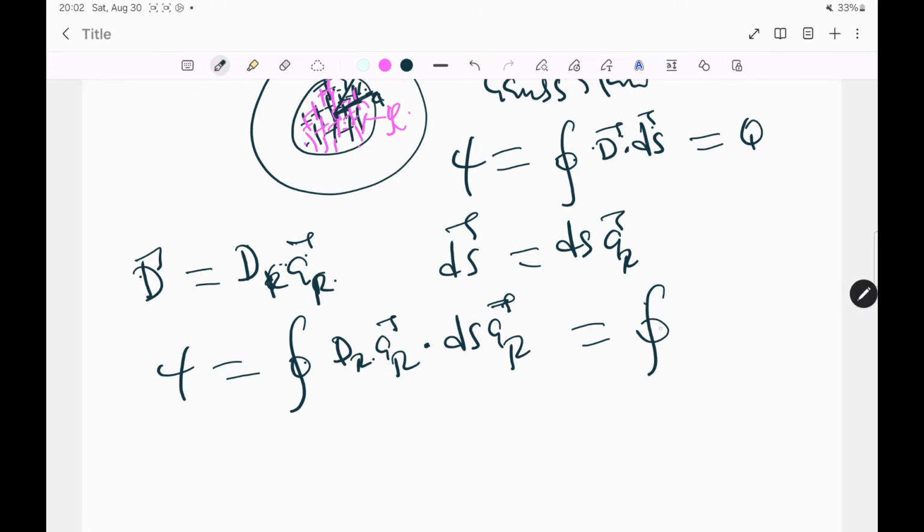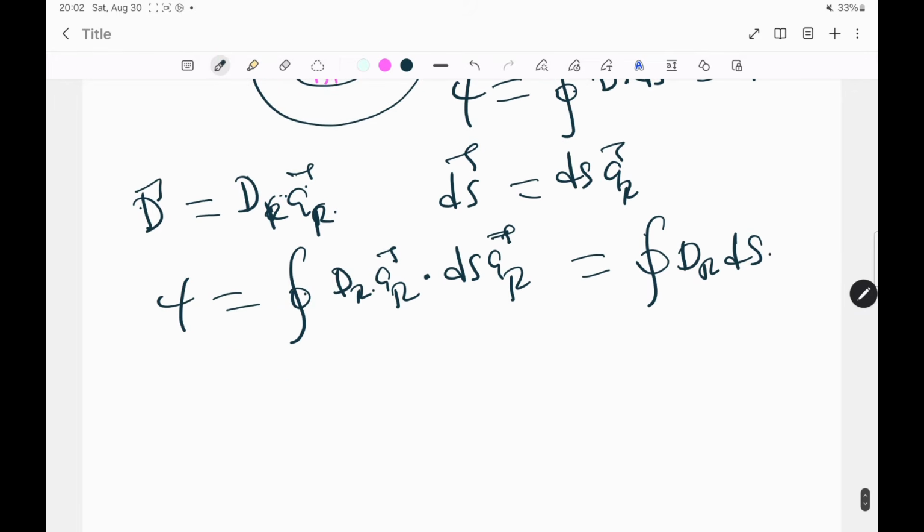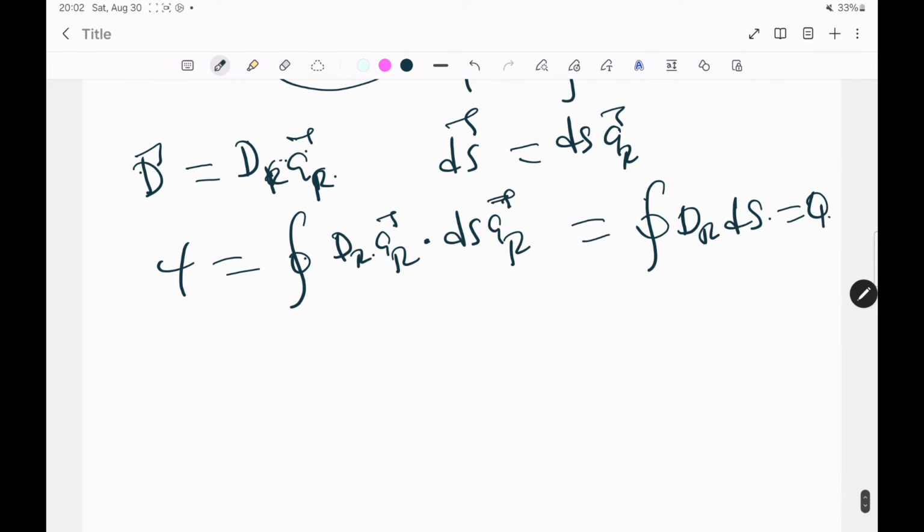We have this now, dr ds, which equals our charge. Having done this, this is an integral over a surface, so we can put an integral surface sign here. We can further simplify this.